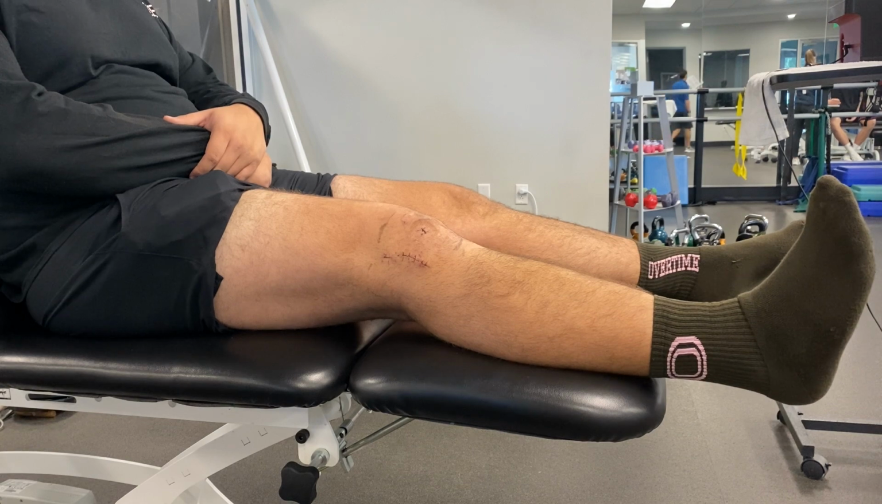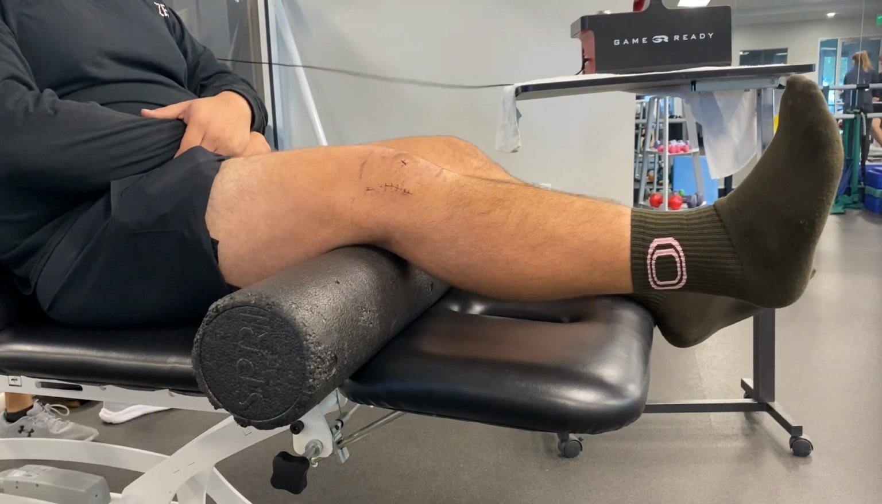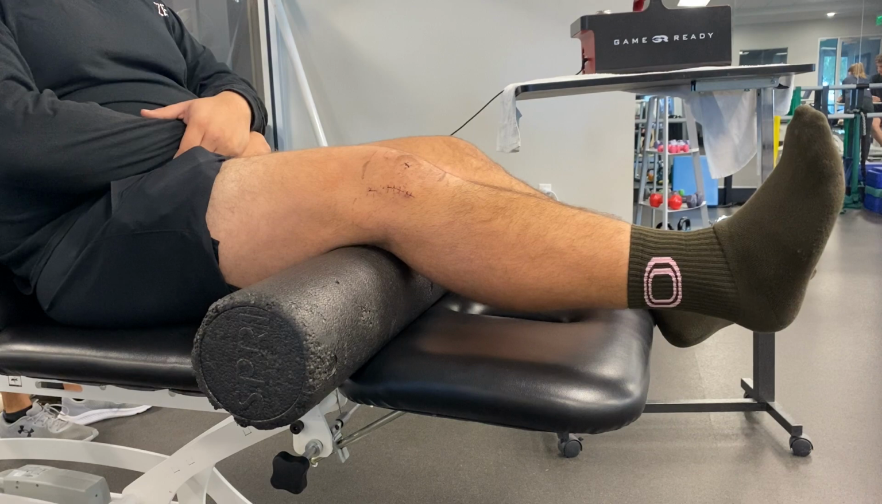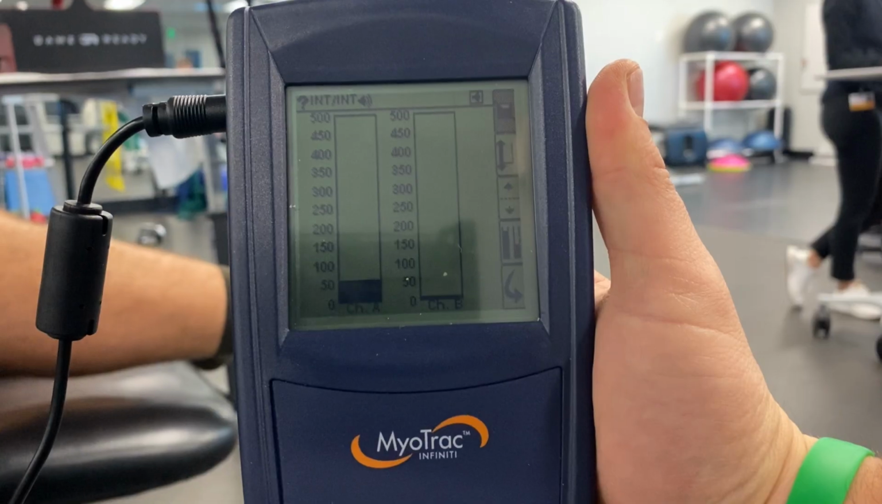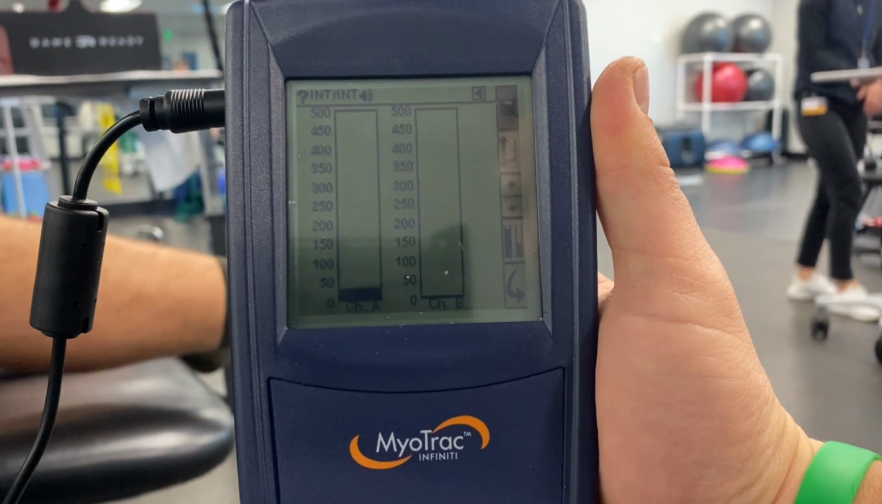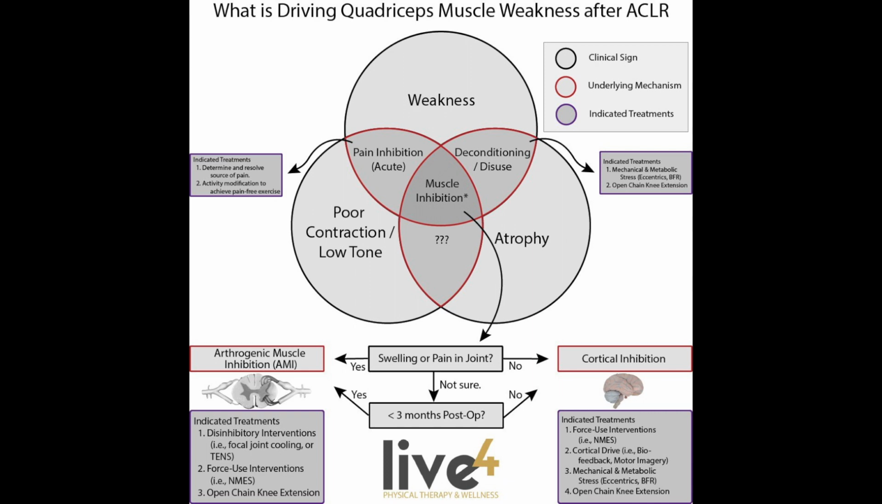When we ask the patient to complete a simple activity like a heel pop or a short arc quad, there's evidence of poor contractibility of the quadriceps on the surgical side. We can objectively measure this using a biofeedback unit. You'll see when he performs a short arc quad, he's only able to achieve about 150-200 units on the biofeedback device. It's a hallmark example of someone who's likely dealing with arthrogenic muscle inhibition.